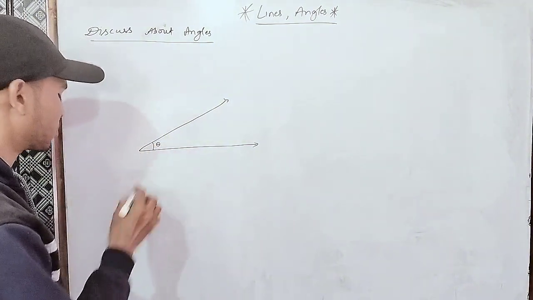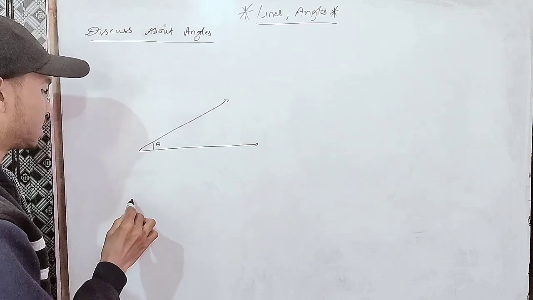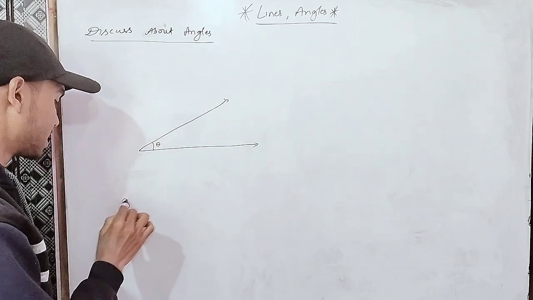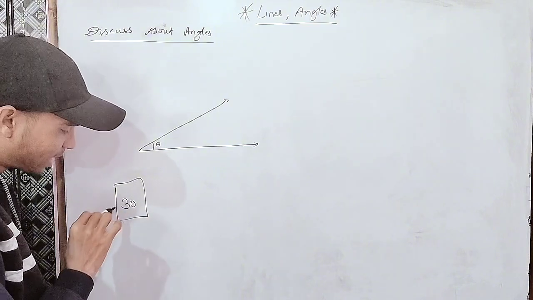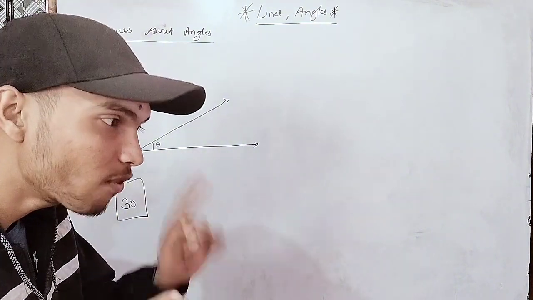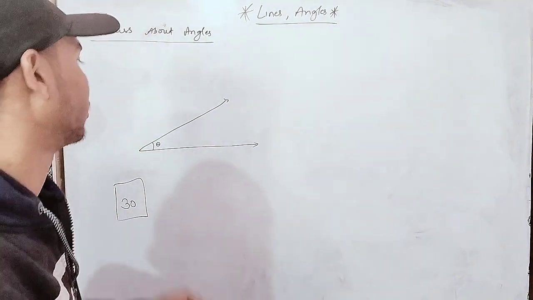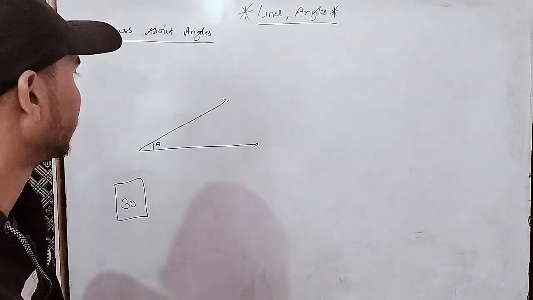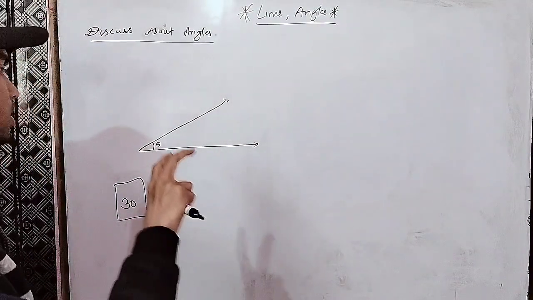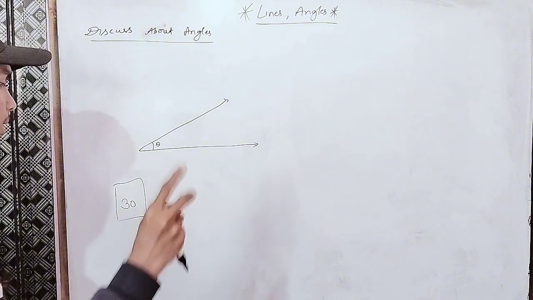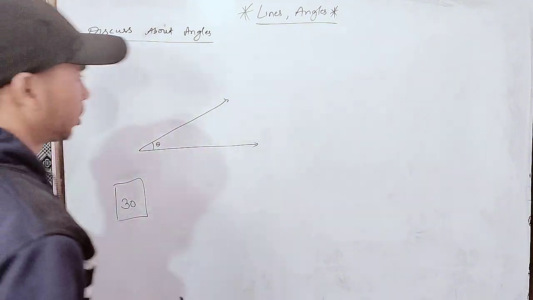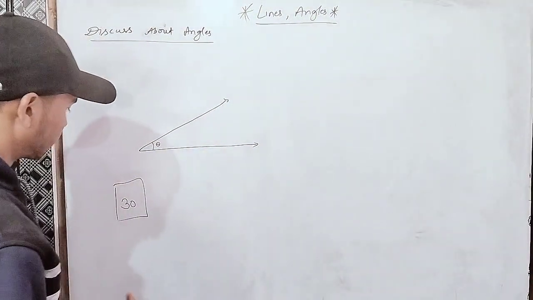Let's suppose this is a rotation of 30 degrees. So here we are saying that with a rotation of 30 degrees, these two lines are rotated. Okay. Now let's break it down.